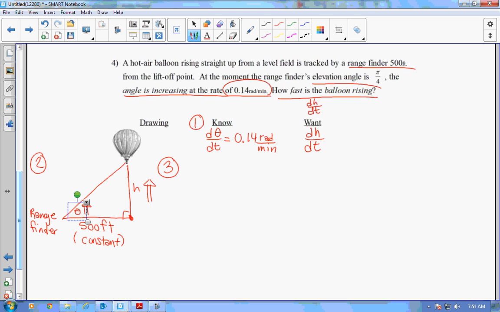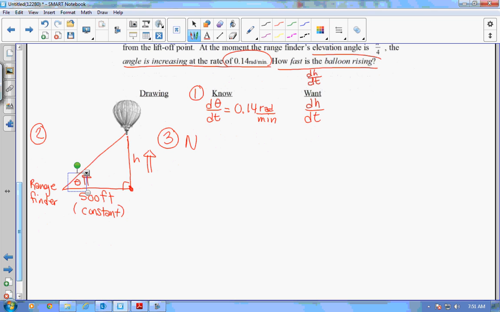Jake, can you read step 3 there? Okay, or in shorthand, we need a formula involving these two, theta and height. Looking at our picture, what type of formulas have you learned in all your years of math that would involve a theta and a height with this right triangle?